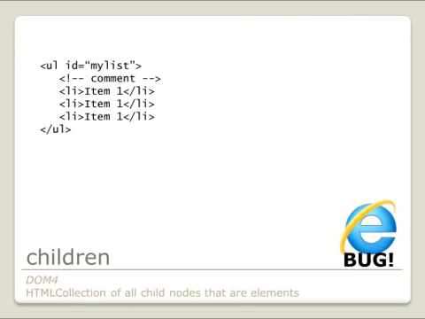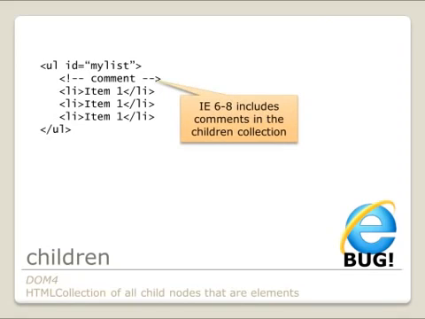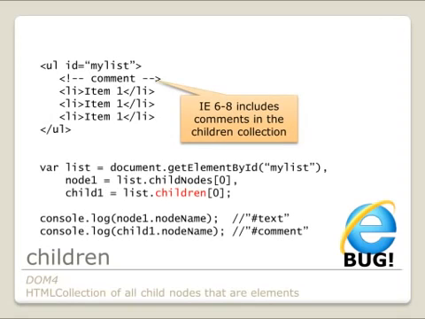Now, one bug to be aware of, of course, is in Internet Explorer. Specifically, Internet Explorer 6 through 8 includes comments in the children collection. So just be aware of that if you need to support these older versions of IE, because that basically means that in this case, the first child becomes a comment instead of an element. Just something to keep in mind.